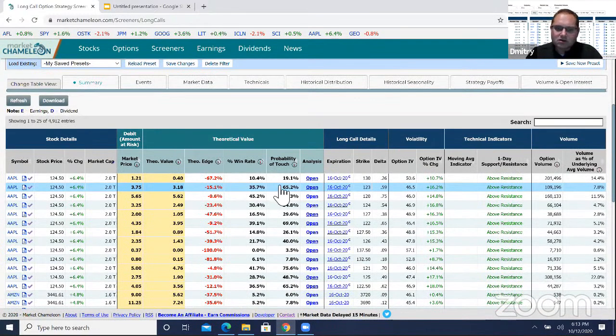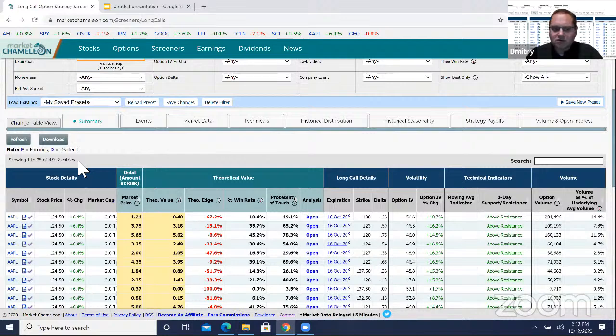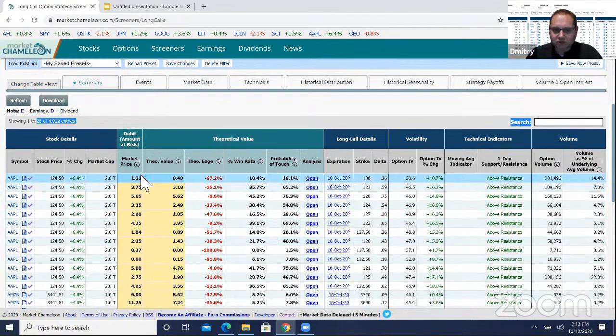So right now, it's scanning all the different calls here and presenting them. This is the market value. This is the theoretical value. So here we see that, well, if it's $1.21, theoretical value is 40 cents. Well, if I'm paying $1.21, it's a negative theoretical edge. That means I'm actually paying up. And there's times you might want to do that. You just have to be aware you're paying up, and you might have a good reason.